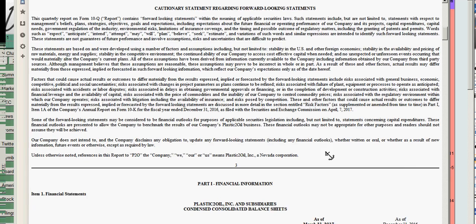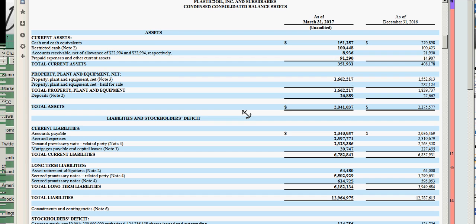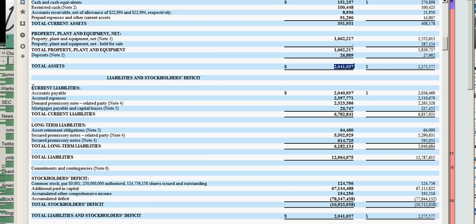Now let's look at their assets. Cash is $151,000, total assets $2 million. Let's look at their liabilities. Current liabilities, accounts payable $2 million. Total current liabilities $6 million, and then we have some long-term liabilities here, for total liabilities of almost $13 million. So you've got assets of $2 million and liabilities of $12 million. Do the quick math. These guys are $10 million in the hole as far as book value is concerned.